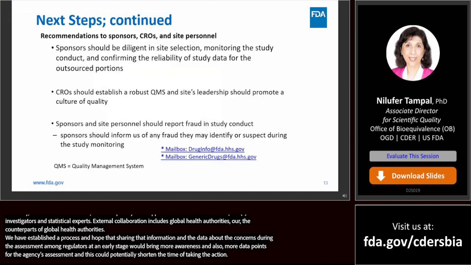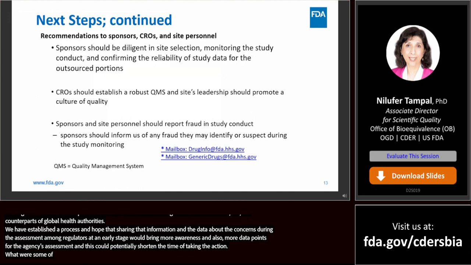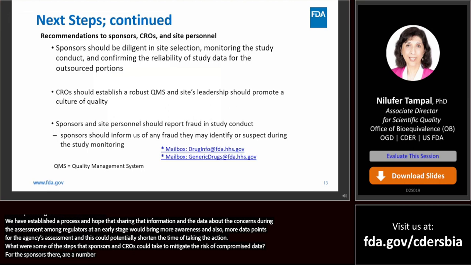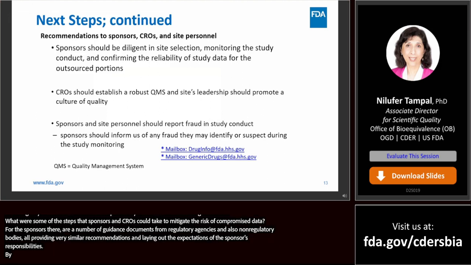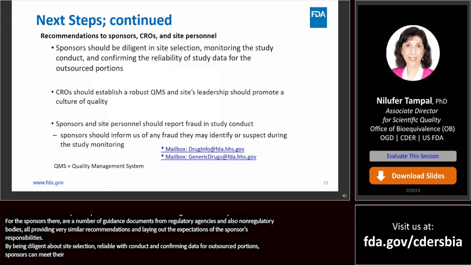What are some of the steps that sponsors and CROs could take to mitigate the risk of compromised data? For the sponsors, there are a number of guidance documents from regulatory agencies and also non-regulatory bodies, all providing very similar recommendations and laying out the expectations of the sponsor's responsibilities. By being diligent about site selection, monitoring the study conduct, and confirming the reliability of the study data for the outsourced portions, sponsors can meet their responsibilities for assuring the integrity of the data in the submissions.